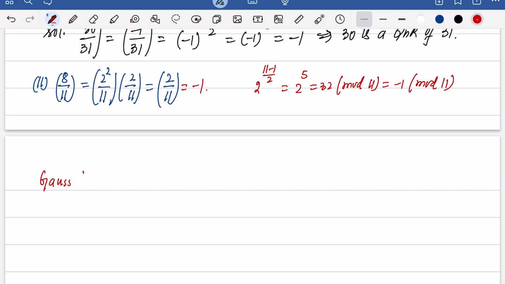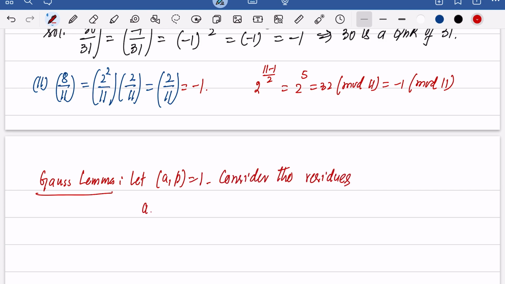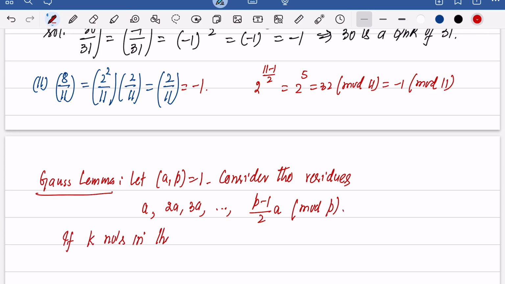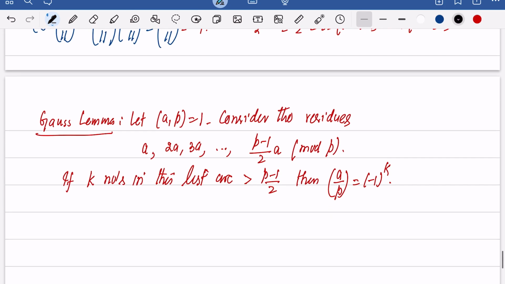Now here we take Gauss lemma, which gives another method for evaluating an integer to be a quadratic residue or a quadratic non-residue. So this states that if a and p are relatively prime, consider the residues a, 2a, 3a, and so on up to ((p-1)/2)a. And we have to evaluate all of them in modulo p. Then if k numbers in this list are strictly greater than (p-1)/2, then (a/p) is equal to (-1)^k. So therefore this is a very easy way to handle the quadratic residues or quadratic non-residues.